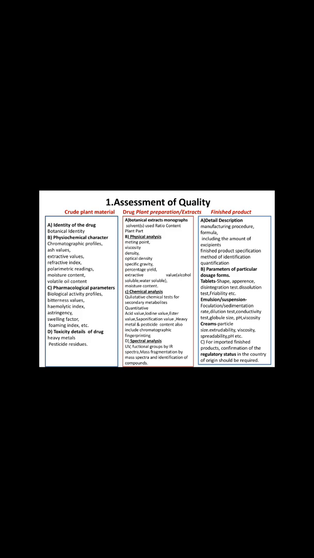That means which manufacturing procedure is used, what is the formula, what is the content, what is the quantity of that particular drug or excipient in the given product, including the amount of excipient, finished product specification, method of identification and quantification. Which method is used for the identification. Then, parameter for particular dosage form. Finished product is prepared in which dosage form.